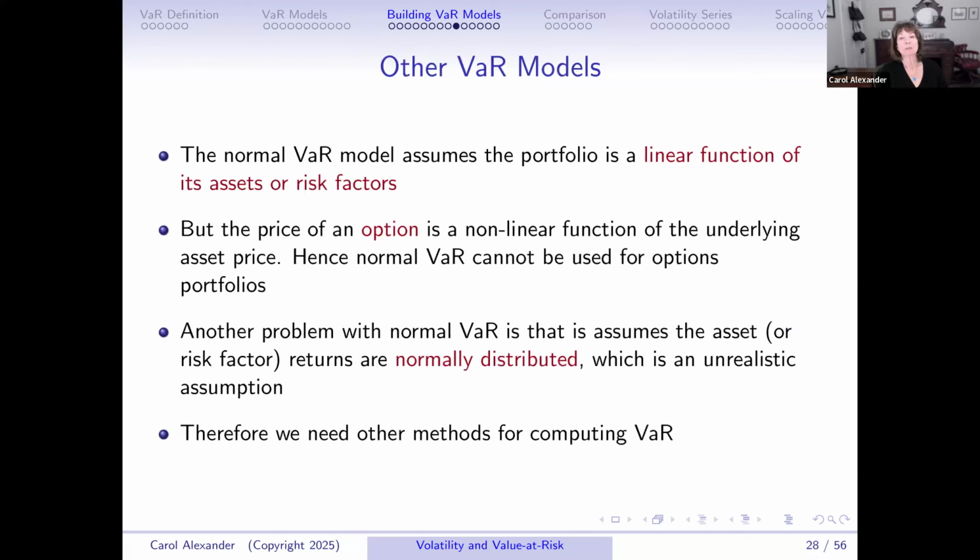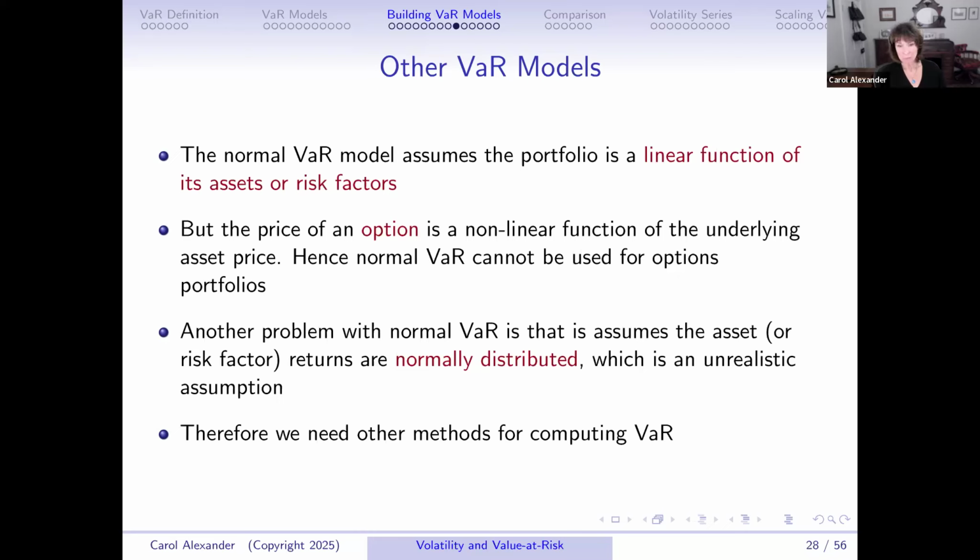What about other VaR models? Well, as I said, normal VaR assumes a portfolio is a linear function of its assets or risk factors. But the price of an option is definitely a non-linear function of the underlying asset price, so you can't use normal VaR for options portfolios.